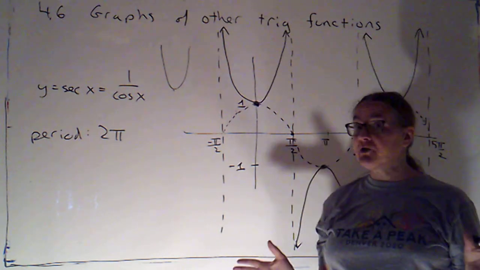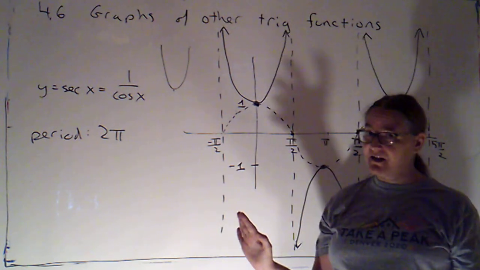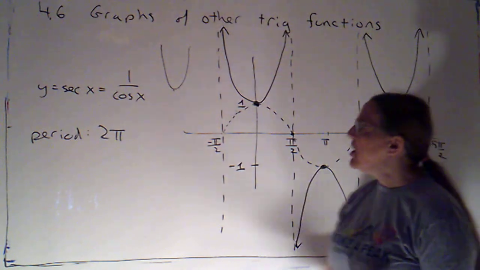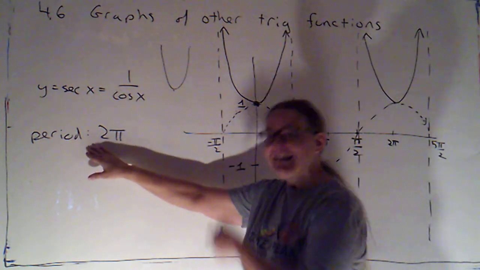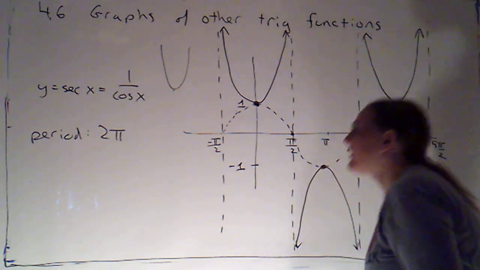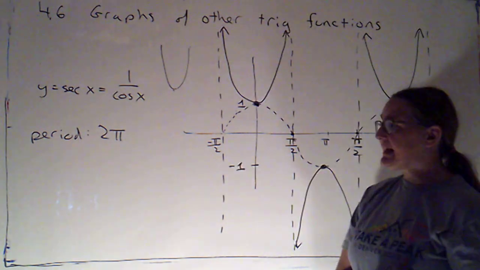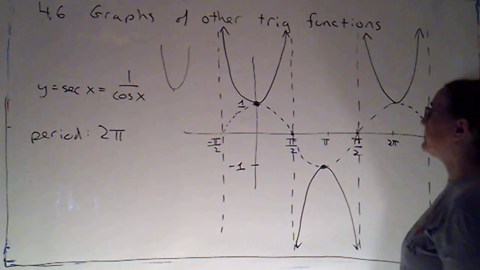Okay, so amplitude applied to sine and cosine. It's not going to apply to the other trig functions. But all trig functions are going to be periodic because they all repeat a pattern as we go through our angles. And so the period for secant is 2 pi. Okay.